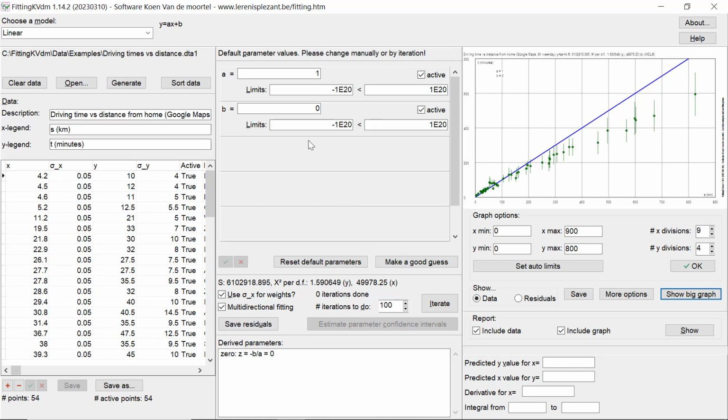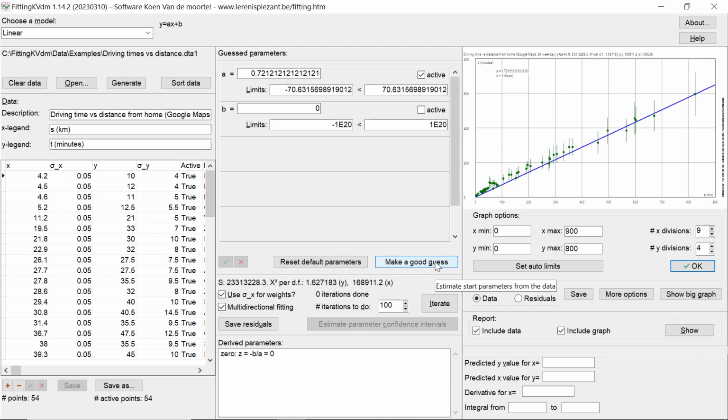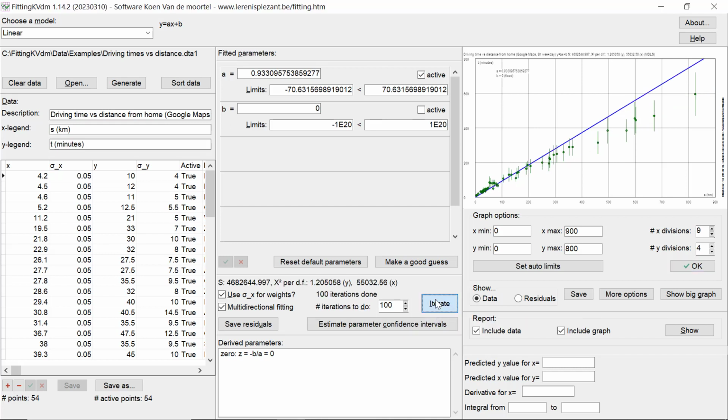Now, a driving distance of 0 kilometers should take 0 minutes. So the intercept b should always be 0. So we make it inactive. And now we start, make a guess. This is the first guess. And now we iterate. Okay, it's stable. So what do we see?